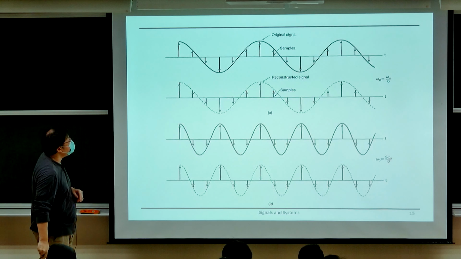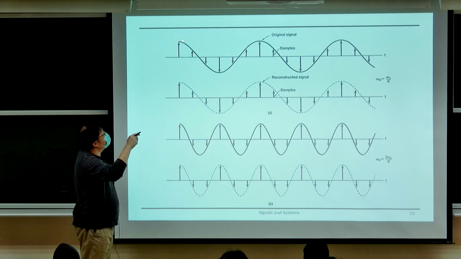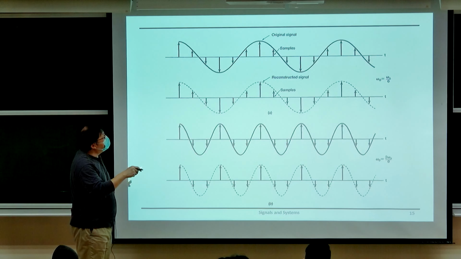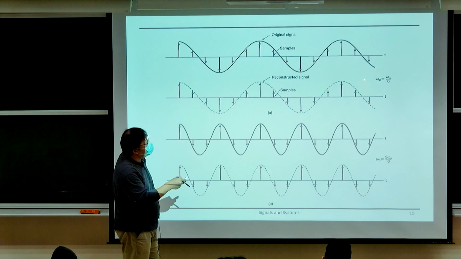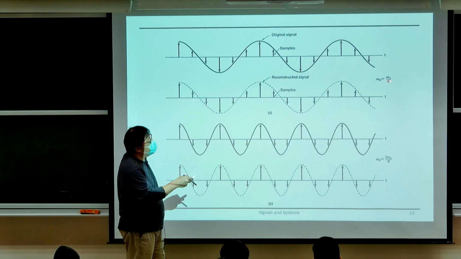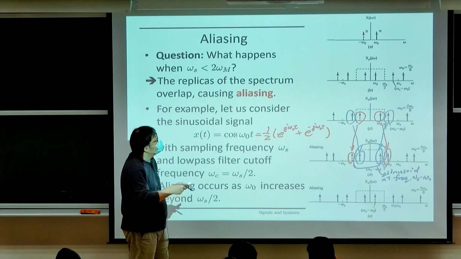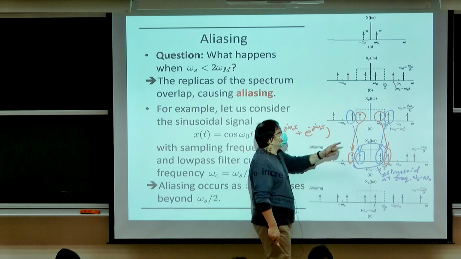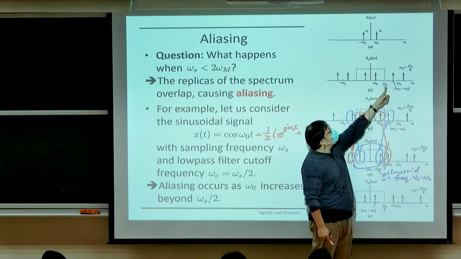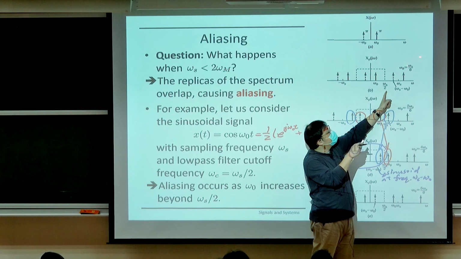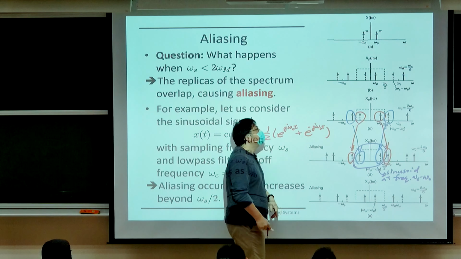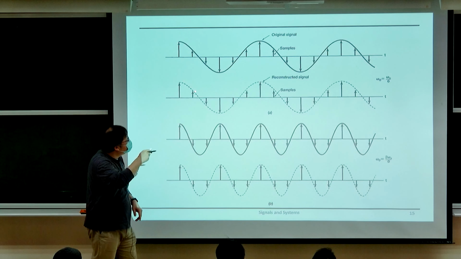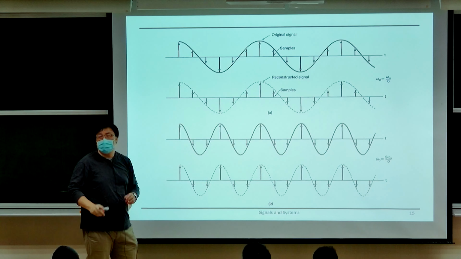Okay? So this is the original sinusoid. And if omega naught is omega s over 6, such as this case here, okay? So if omega naught is much smaller than omega s over 2, or omega s over 6 to be exact, then taking these samples, you can recover the original sinusoid perfectly.